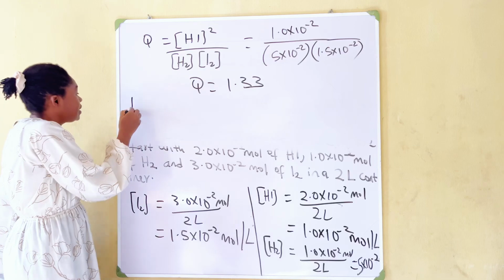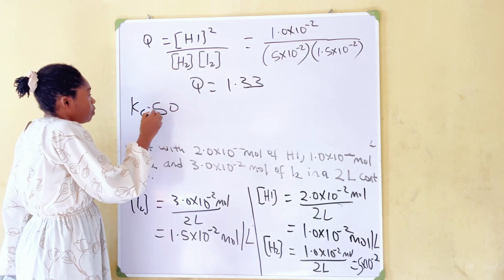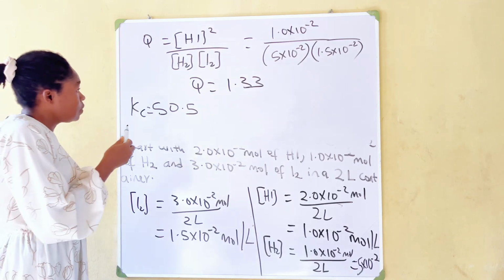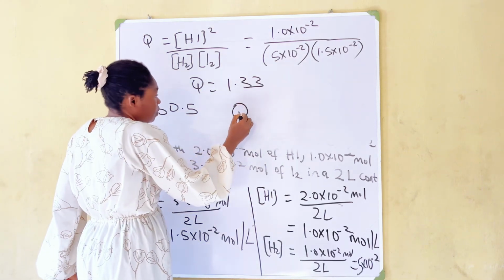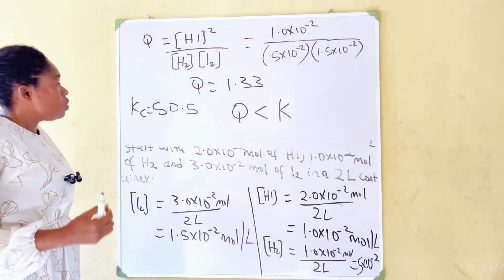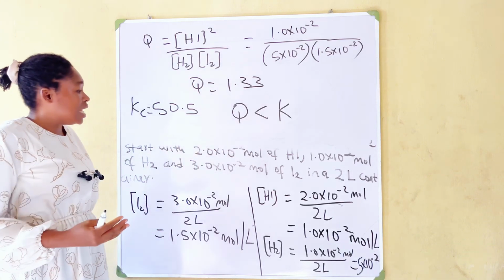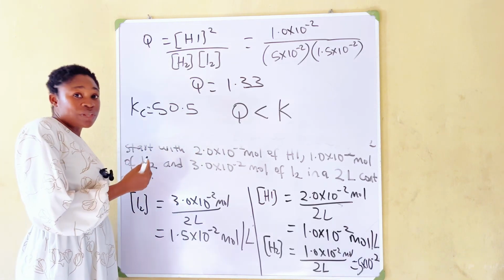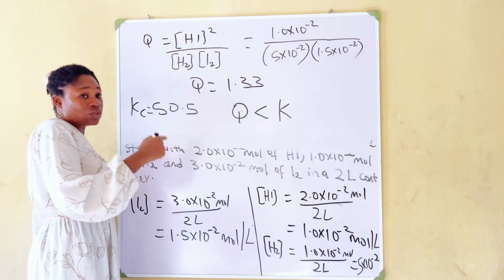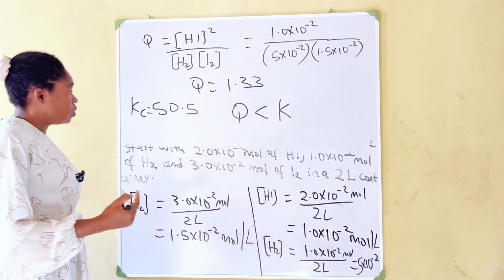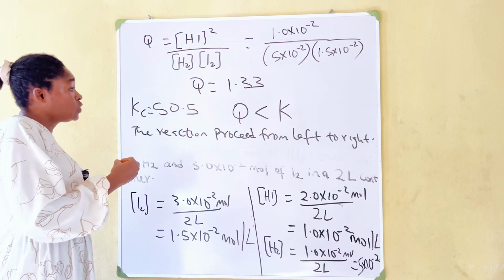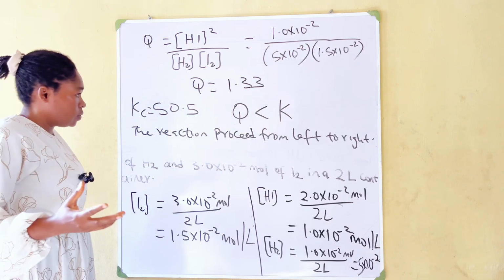Then we are given that Kc is 50.5. So for us to predict the direction of this reaction, it simply means that Q is less than K. I said when Q is less than K, the reaction moves from left to right, favoring what? Product formation. You write it. I can also say the forward reaction is favored, or the reaction moves forward, favoring product formation. So you are saying correct.